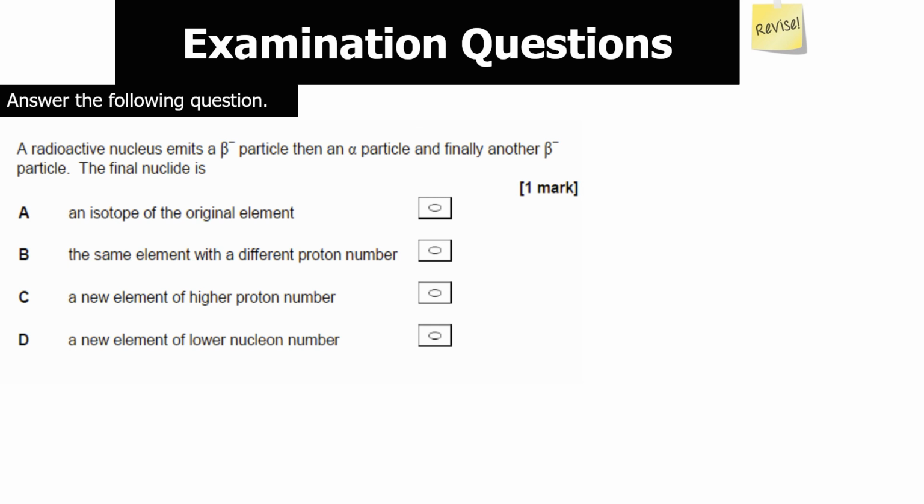Now, a radioactive nucleus emits a beta minus particle, then an alpha particle, then finally another beta minus particle. So the final nuclide is what? So pause the video now, then unpause the video when you want to go through your answer.